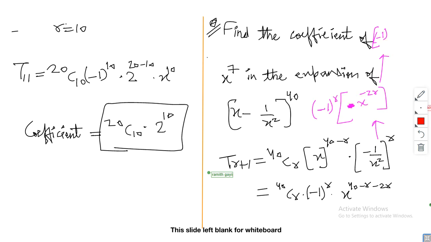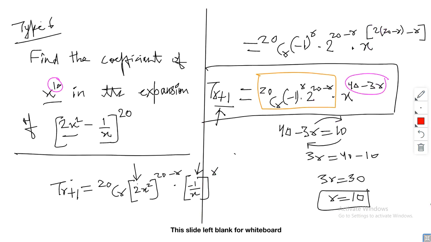So minus 1 to the power r, if I take outside, it is x to the power minus 2r. So now you understood? Yeah. So it will become 40 minus 3r again. It's almost the same question? Yeah, it is the same question.